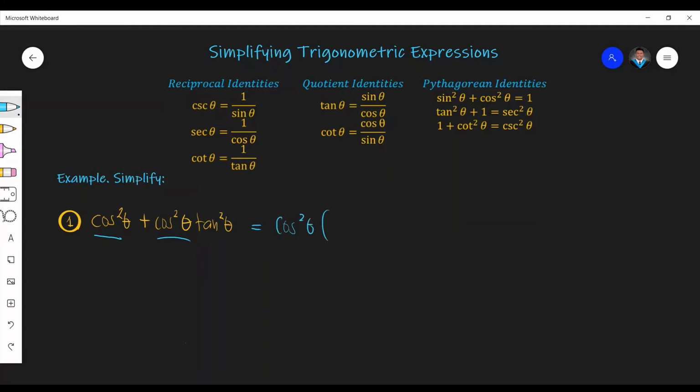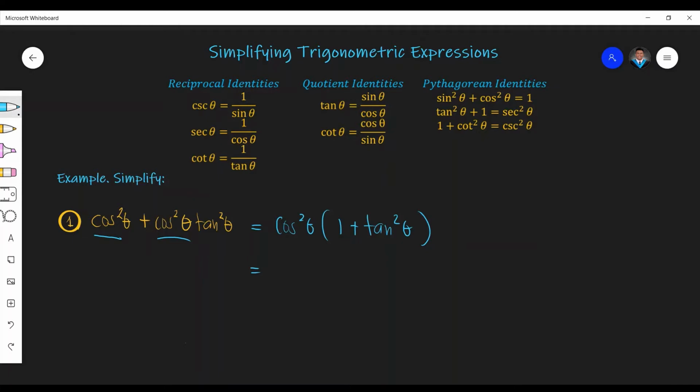Then, multiply natin by 1. Of course, kasi gi-factor out man natin. Then, plus tangent square theta. Okay? So, ito na yung resulting natin. Ito yung resulting expression natin when we apply factoring. Now, this time, kung makikita natin dito, sa resulting natin, trigonometric expressions, meron tayong 1 plus tangent square theta.